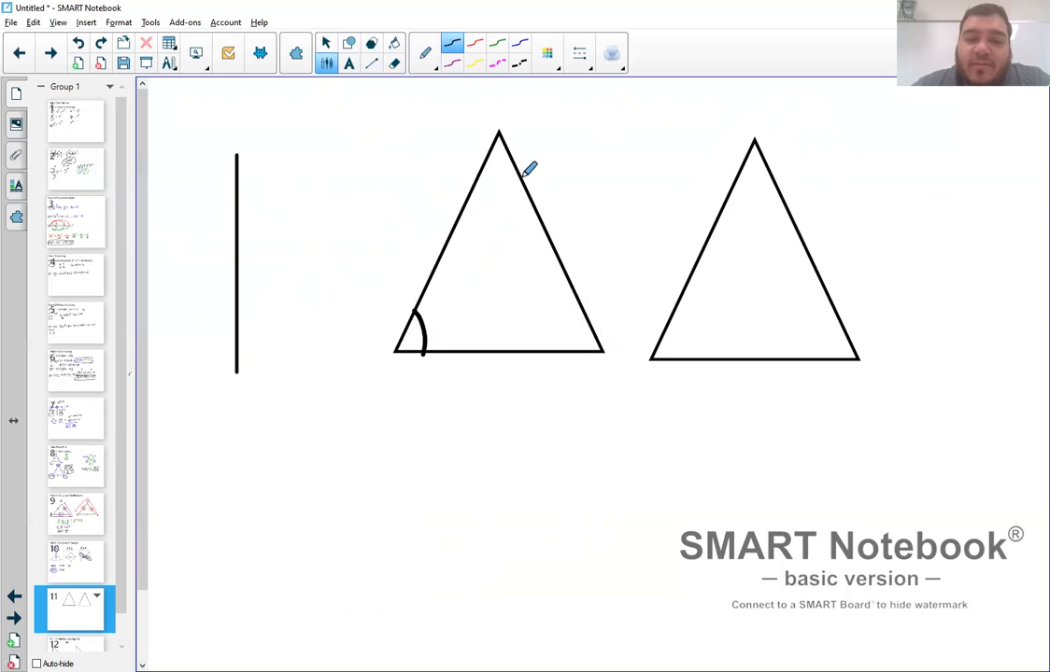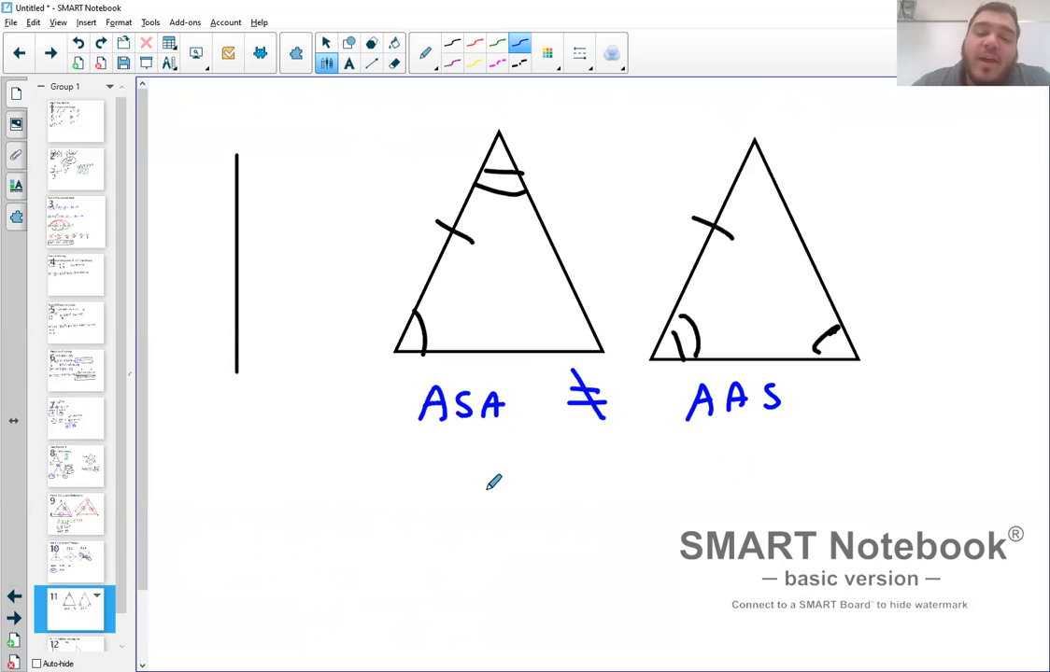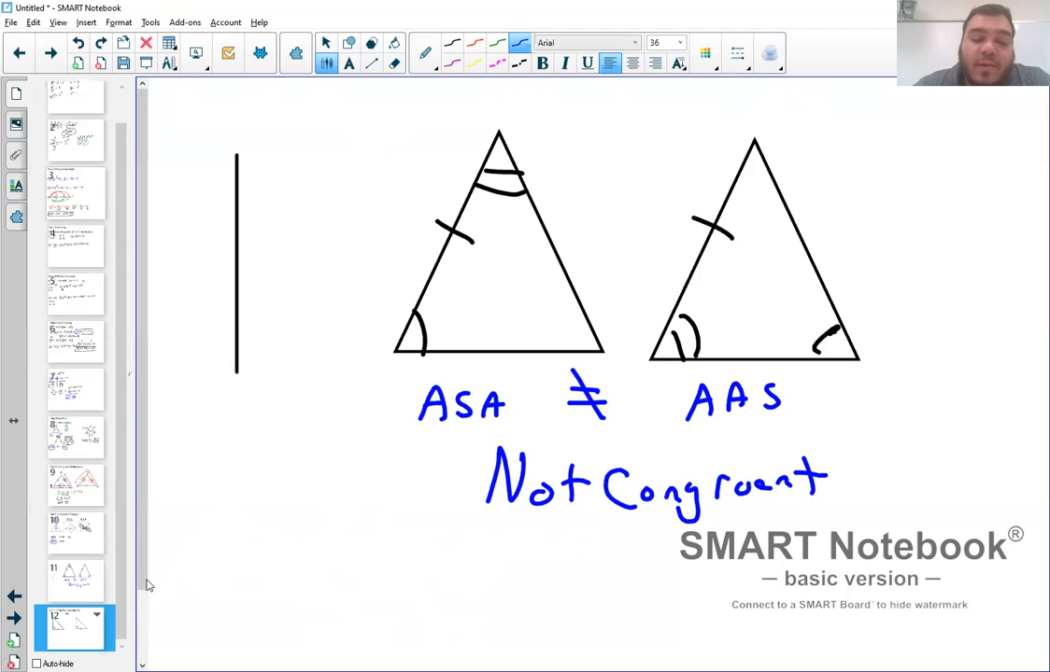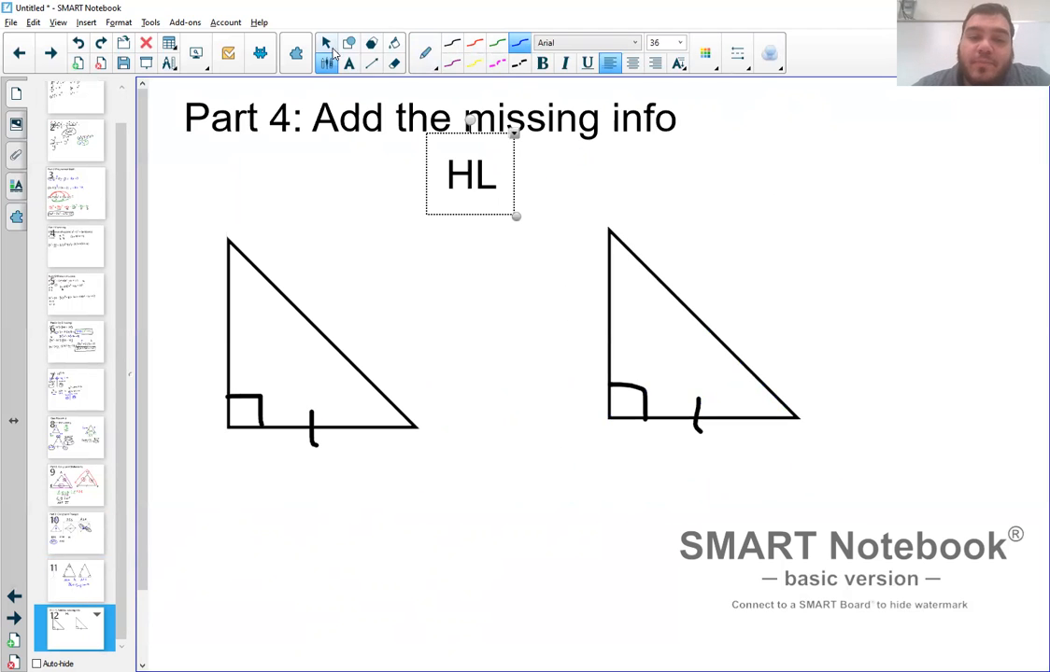So let's say if I had this, this, and this, and I had this, this, and this. On the left side, it has 2 angles on the side in the middle, so it looks like angle, side, angle. While on this side, I have 2 angles and a side on the outside, so it's angle, angle, side. They do not match. Because they do not match, the answer is not congruent. If they don't match, they're not congruent.